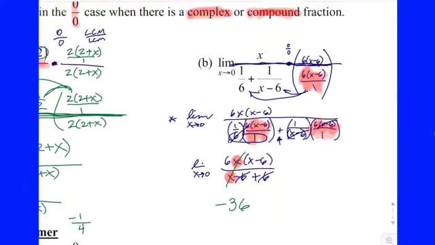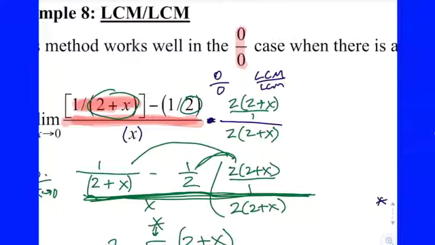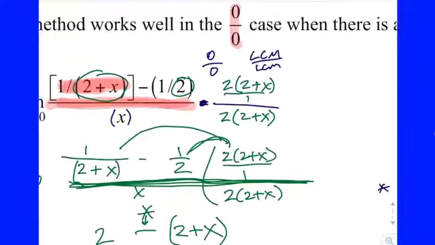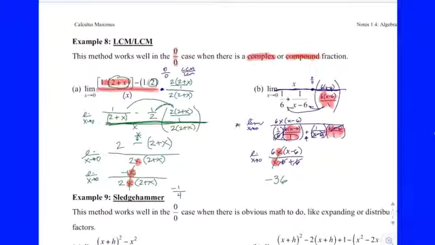Okay? So when does Lickum over Lickum work? First, when you get what? 0 over 0, and you have a compound or a complex fraction. Yeah. Multiply, expand out, and again, identify the target so you can get rid of the right thing. All right, any questions on Lickum over Lickum? We're only working a couple of examples of each type, really.